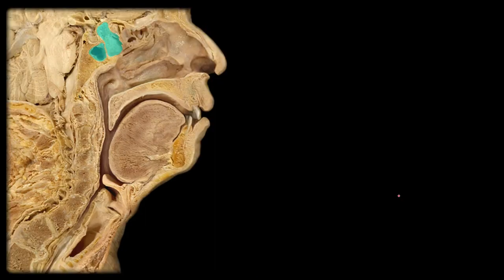Okay, the next structure that you should know is the sphenoid sinus. The sphenoid sinus is one of the paranasal sinuses that we have. Para means around, so the paranasal sinuses are the sinuses around the nose. A sinus is a kind of mucous membrane lined cavity which is going to be filled with air, and based on their location we have different paranasal sinuses.